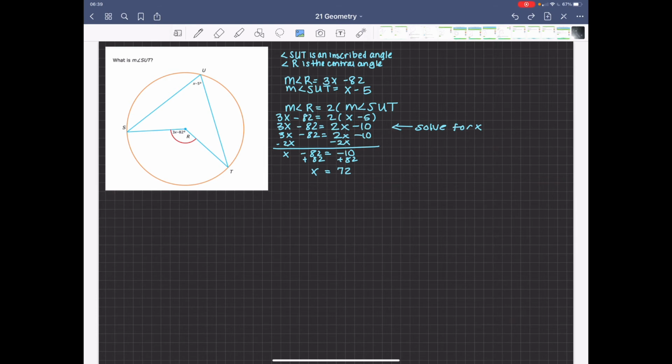After you solve for x, you have to substitute it back into the measure of SUT, because that's what the question's asking for. I know that the measure of SUT is x minus 5, so 72 minus 5 equals 67. And that is going to be the measure of angle SUT.